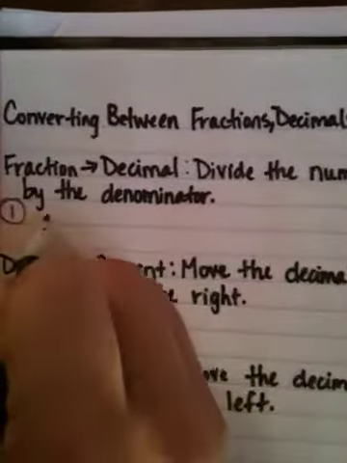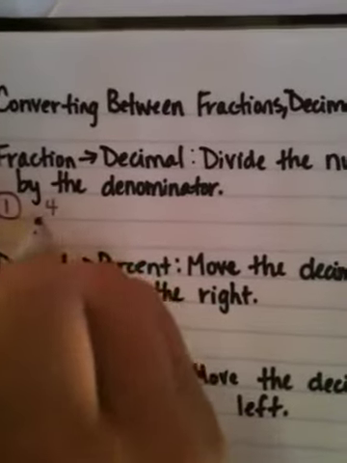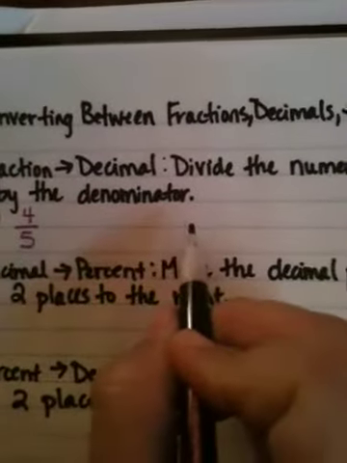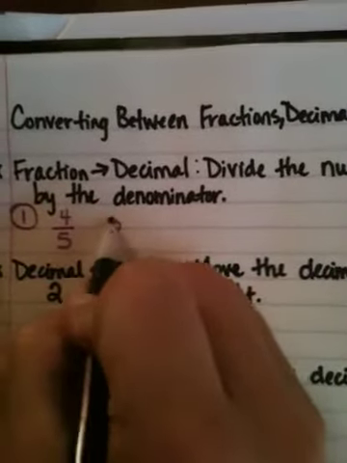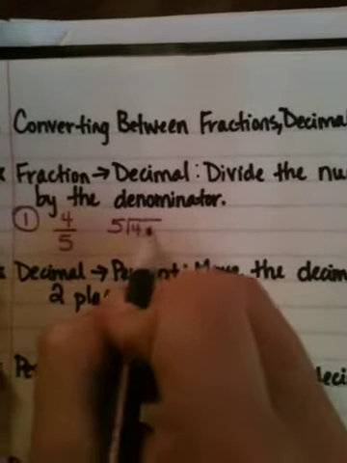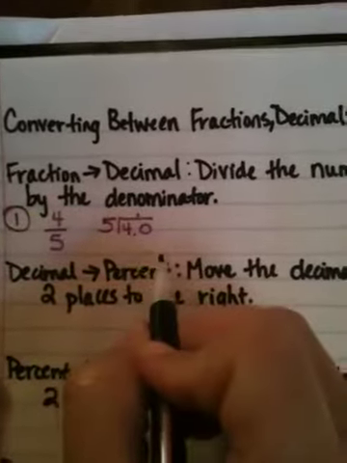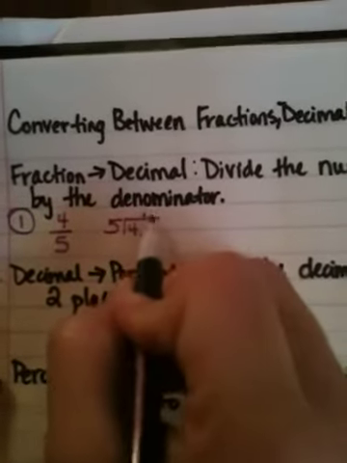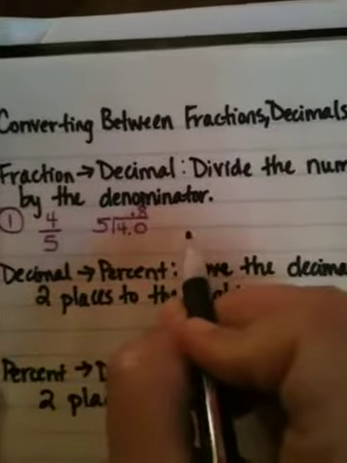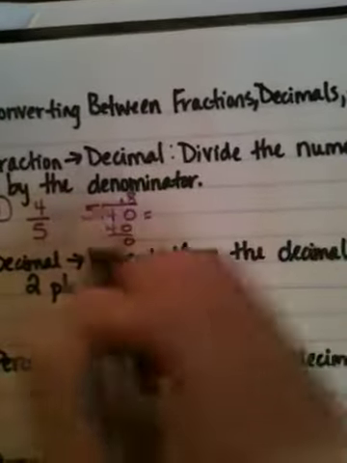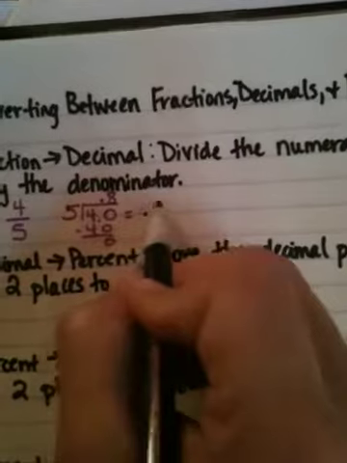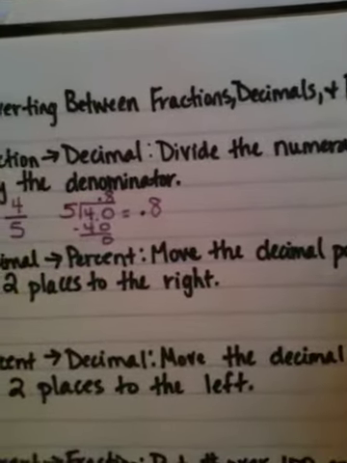If I have 4/5 and I want to change that to a decimal, I'm going to divide 5 into 4.0. So when I go to divide this, 5 will go into 40 8 times, and it zeroes out, which means that 4/5 is equivalent to 8/10.